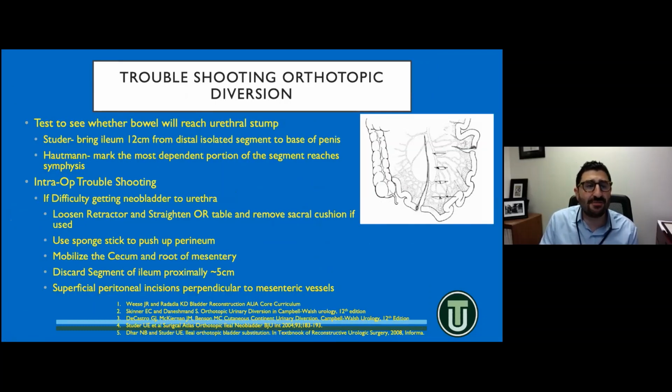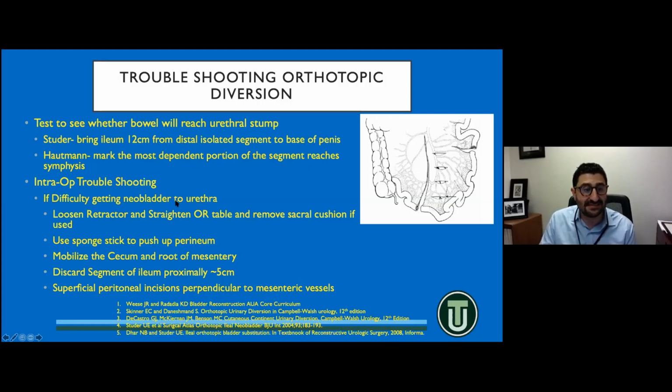And then in terms of troubleshooting with urinary diversion, it's important to make sure that the bowel is going to reach the urethra. If you're doing a Studer, you can bring the point 12 centimeters from the distal isolated segment. If you can bring that to the base of the penis, you're pretty well assured that you'll be able to get it down into the pelvis.